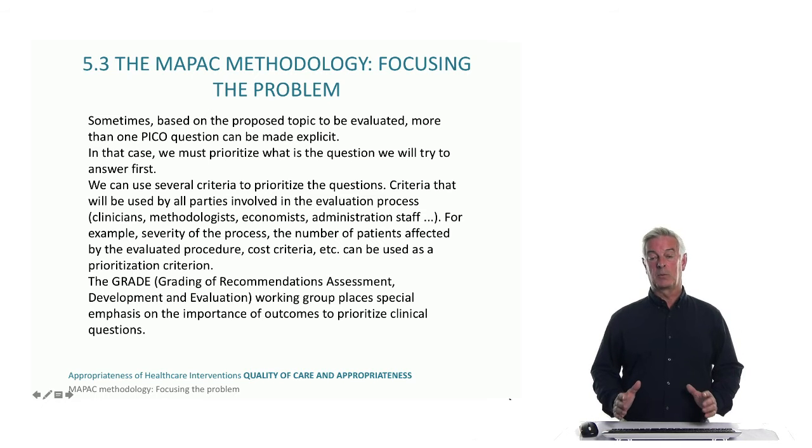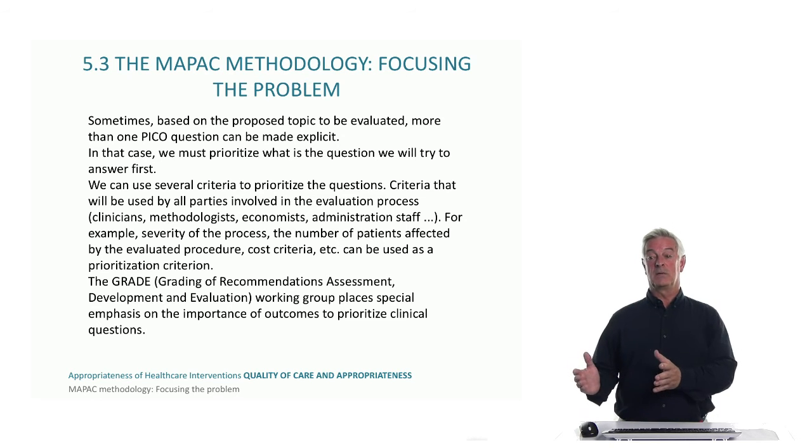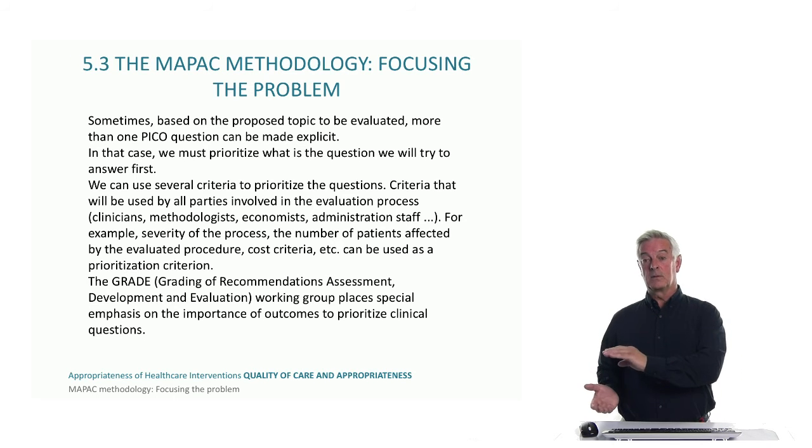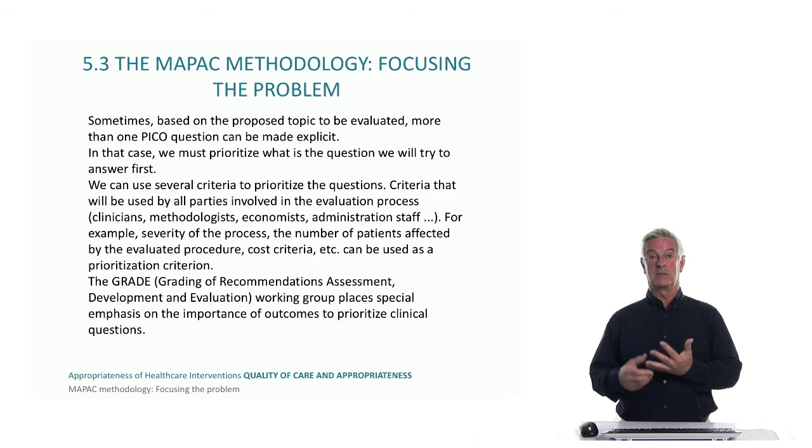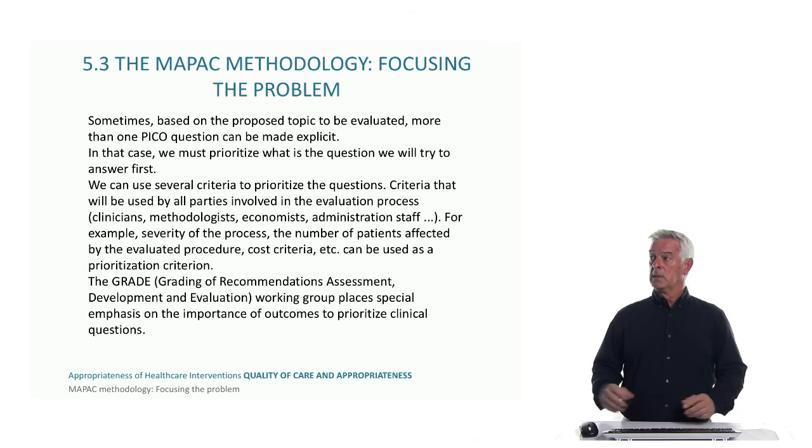If we have 2 questions in the clinical ground, I think there are very, very easy criteria to use. One is, is this urgent more than this one or not? And is this a very severe condition or less? So urgency and severity are 2 criteria very good for the clinical ground. But here we are not there. We can use several criteria to prioritize the questions.